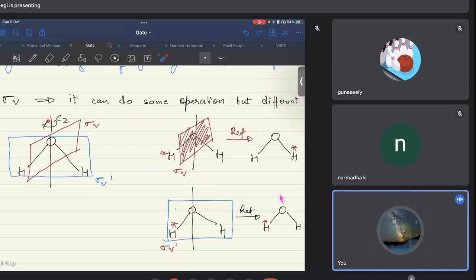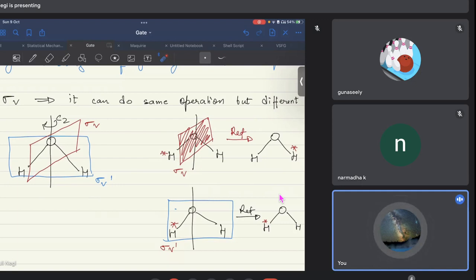This is C2, and if I do a reflection, that is sigma v, containing this axis, this sigma v will do the reflection and I will get the structure as here. So this is my tagged hydrogen, which is now here.